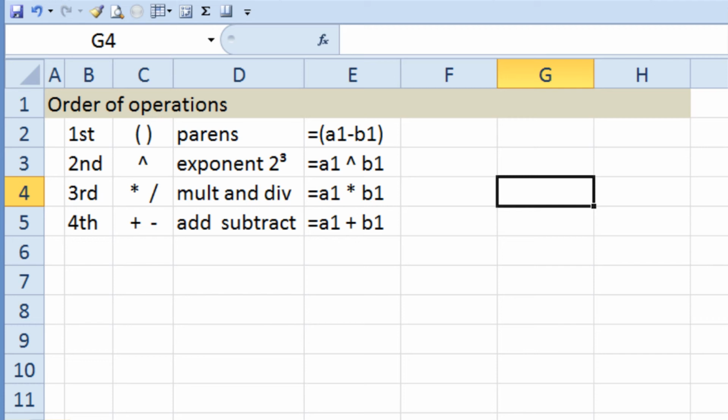Let's take a look at order of operations. When building a formula, it's important to note how Excel computes the formula, that is, how it breaks down the syntax and does the computation. Let's try an example of this.